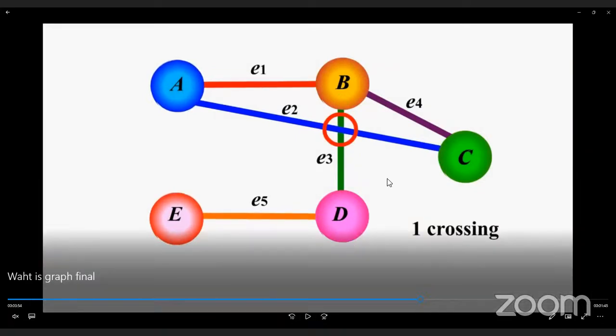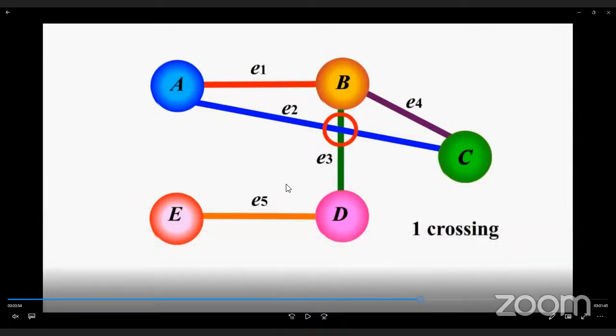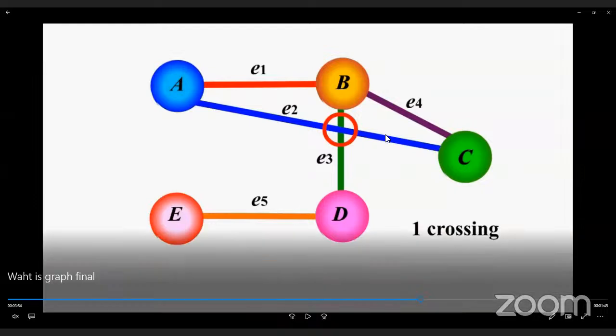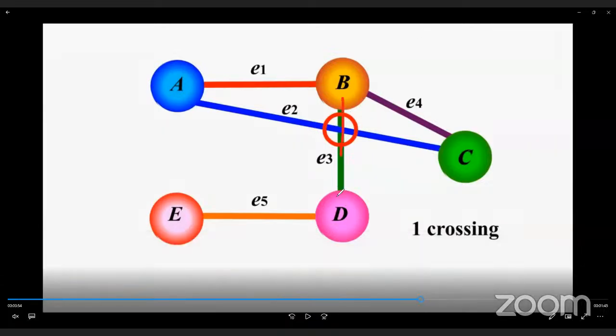Now here, if we draw this on the plane, you can draw a graph in many ways. On the plane means bidang datar. Then you can draw it like this, and we see that there is a crossing. This edge crosses that edge here. So it has one crossing.